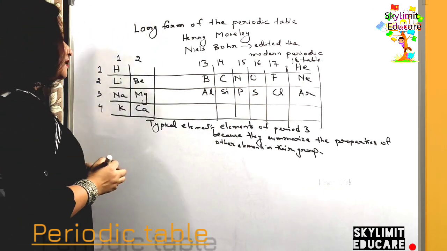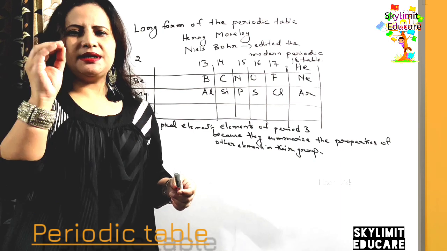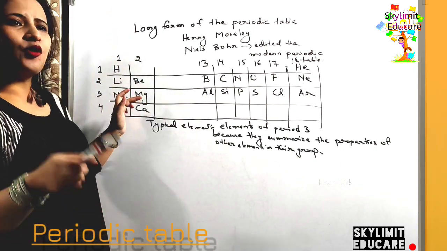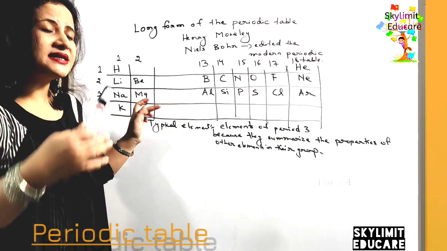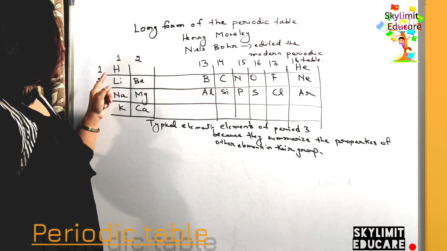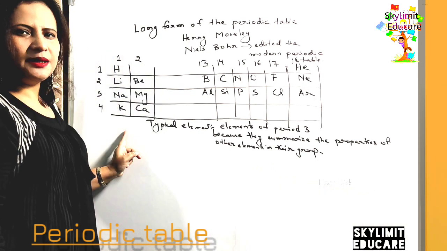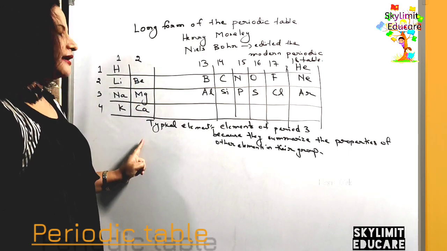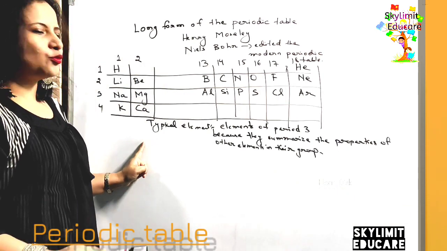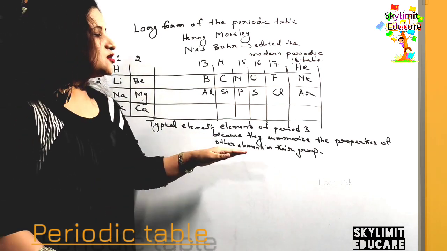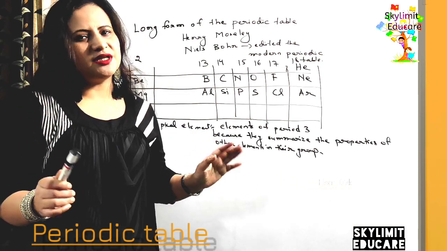So these are the typical elements, because these elements decide the properties of other elements, or we can say summarize the properties of other elements in their group. Like if you study the property of sodium, you can understand the properties of all the other elements of group 1. If you study the properties of magnesium, you can understand the properties of all the other elements of that particular group. Now there are more elements in that group, right? So these are basically the elements which summarize the properties of other elements in their group.